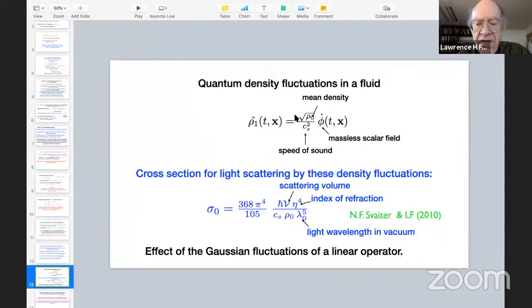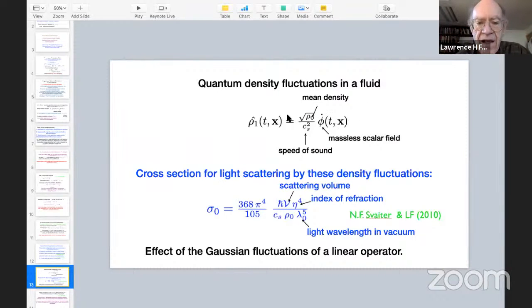And it takes the following form. It's proportional to the square root of the mean mass density of the fluid divided by the square of the mean speed of sound in the fluid, times the time derivative of an operator which formally looks just like a massless scalar field in relativistic quantum field theory, except that you replace the speed of light by the speed of sound in the mode functions. But it looks very much like phi dot.